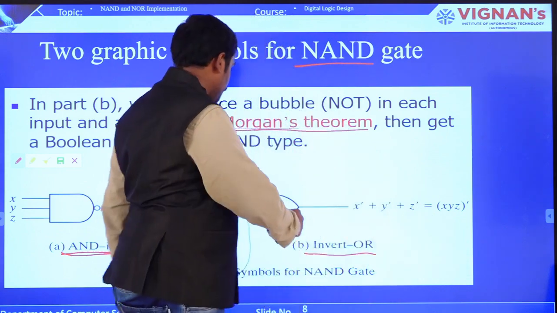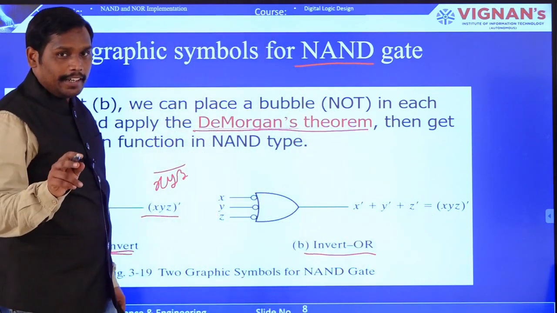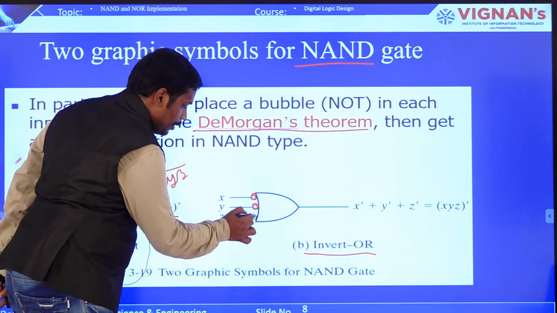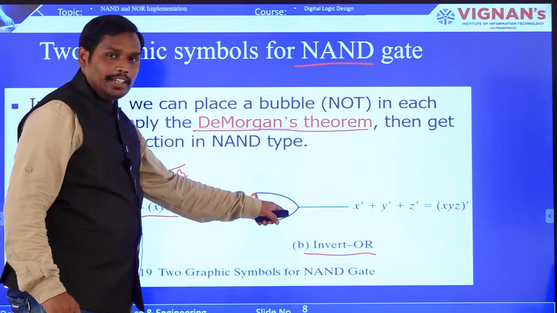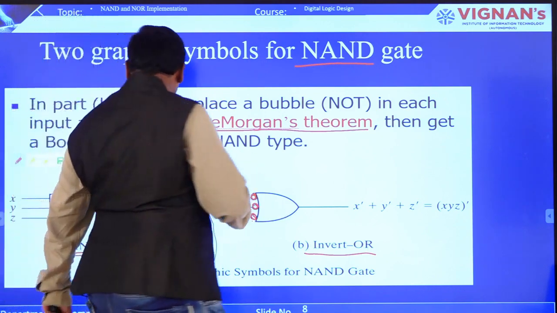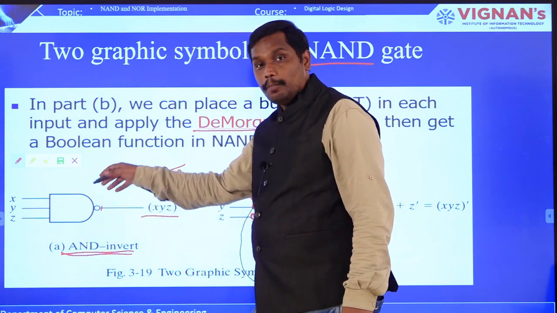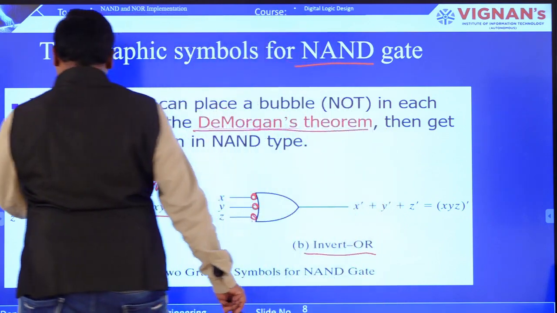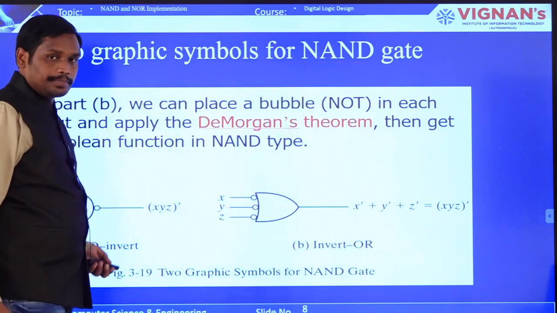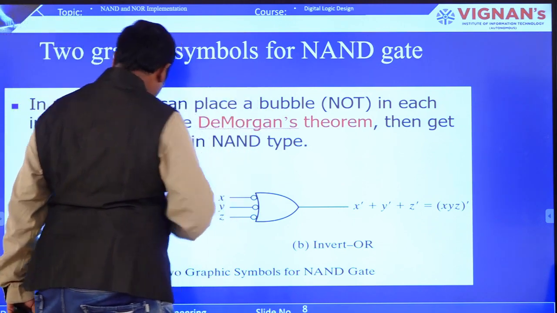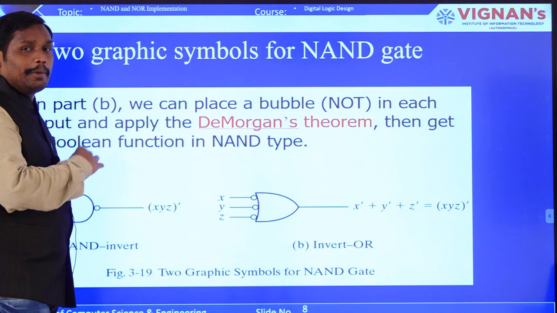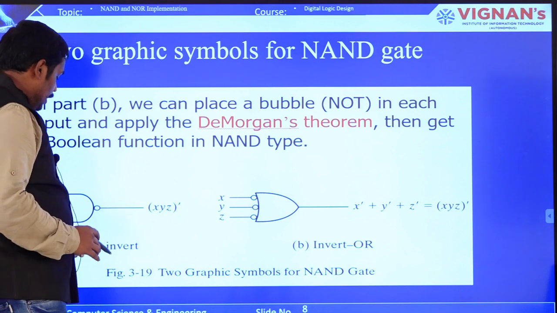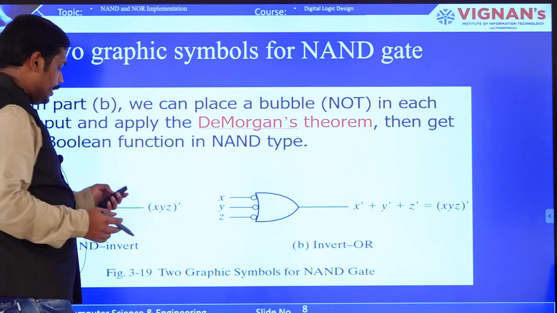Now coming to invert OR: if you are going to use the OR gate, then invert OR means that here you can see the bubbles, right? Bubble, bubble, bubble. So invert. Whenever OR is there, you have to invert the inputs, and whenever AND is there, you have to bubble the output. This is how you express the NAND gate, two ways of representing the NAND type. So again I am repeating, if it is a NAND gate and you are using AND gate, it will be invert and invert OR. The same way, if it is a NOR gate, it will be the reverse: invert OR and invert, right? So we'll see.